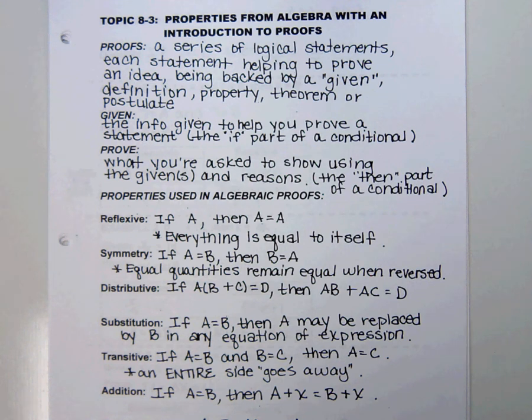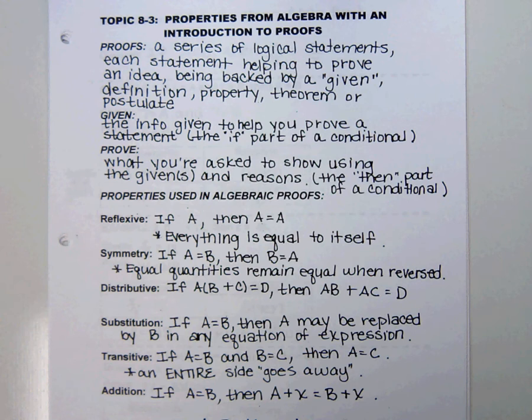Symmetry is just reversing the left and right side of the equal sign. If A equals B, then B equals A. So anything that's on the left side of an equal sign, you can move it to the right, and vice versa. You just flip it. The distributive property, you learned in algebra a lot. If A times the quantity B plus C equals D, then A times B plus A times C equals D.